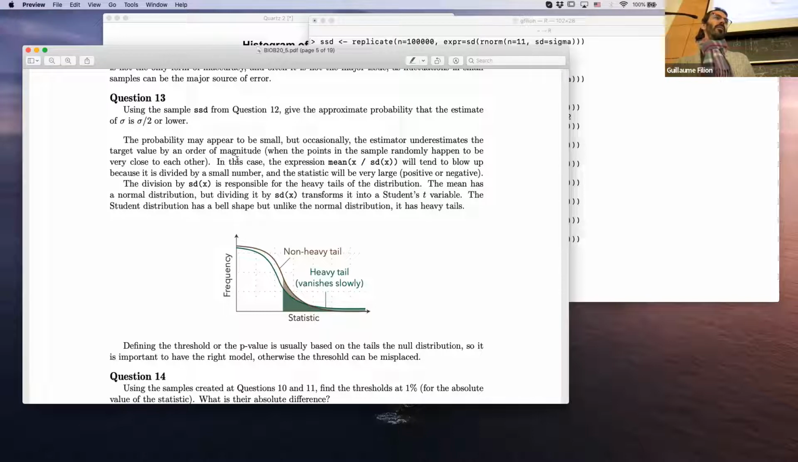In this case, the expression mean x divided by standard deviation will tend to blow up because it is divided by a small number, and the statistic will be very large, positive or negative. You see that because we have this division, and if we underestimate the denominator, then of course the numerator gets multiplied by a large number. That is what's creating the effect size. Unlike the mean, the effect size will tend to occasionally blow up, and that will happen when your estimation of the standard deviation is too small, and that happens all the time.